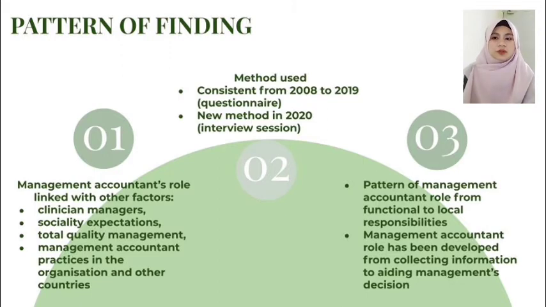Third, the literature review reported a pattern of management accountant roles from functional to local responsibilities. Management accountants' functional roles include activities of recording and reporting information with the purpose of providing reliable and timely information for the organizations. However, in recent literature, the management accountant's role has developed from collecting accounting information to adding management decisions, which means that the involvement of management accountants in the business operation has become wider as they demonstrate a partnership with the organization to contribute to the decision-making process with the aim of minimizing costs to maximize profit.